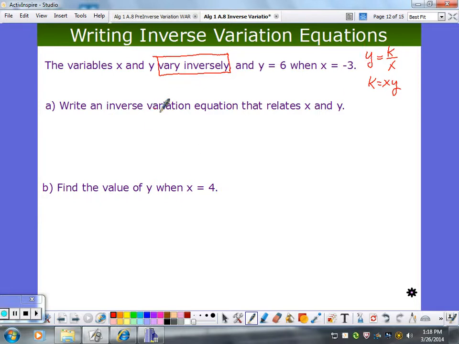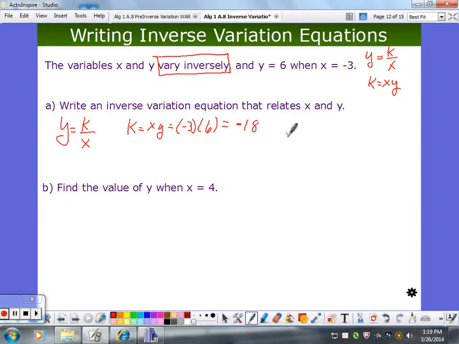Let's see what they want to know. Write an inverse variation equation that relates x and y. So I'm looking for the equation. How would I do that? Well, first of all, what's the model? So I basically have to find this k, and I've got my equation. How do I find k? Well, what is it? You're on the right track there, Alex. K equals what? Yeah, k equals xy, right? So it's going to equal whatever my x value is times its corresponding y value, which is negative 18.